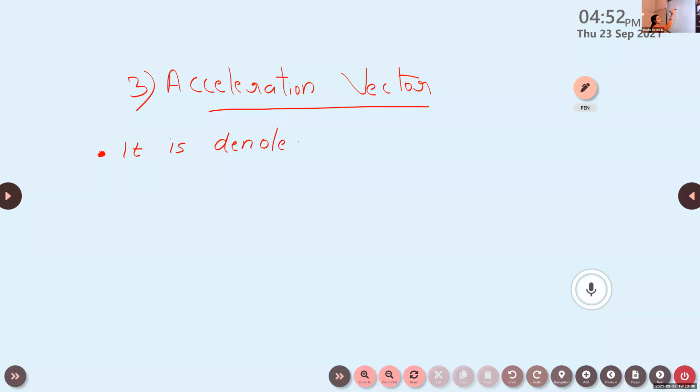It is denoted by vector A. The acceleration vector is represented by vector A. Write the small letter a and put an arrow mark over it. Acceleration vector is denoted by vector A.